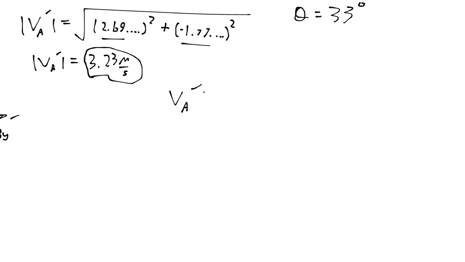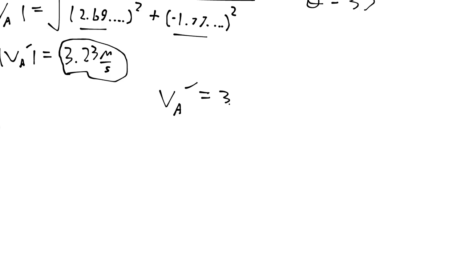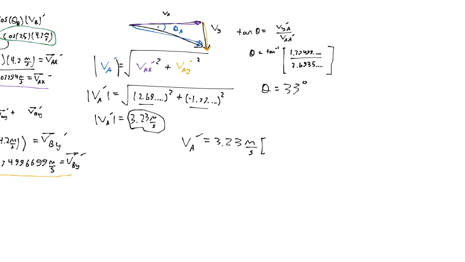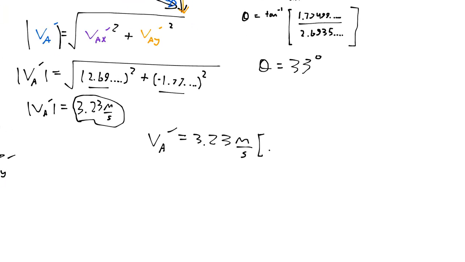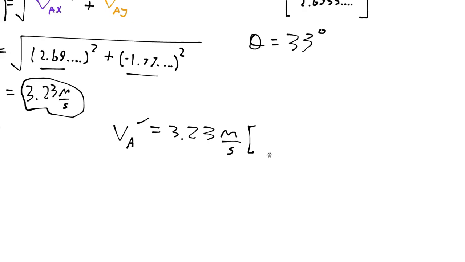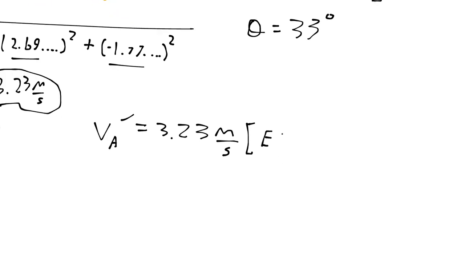So then VA prime is going to equal 3.23 meters a second, and then square bracket. So now it's going to be east first because, see, 33 degrees. So the smaller one is going to have to be Vy, right? So Vx is the biggest one, which means it's east first. So east 33 degrees, and then south.